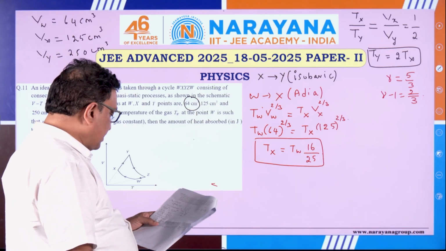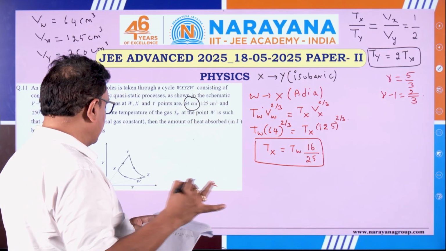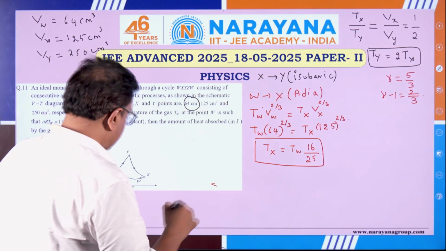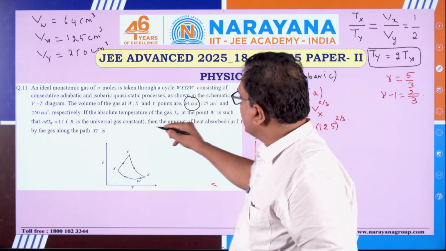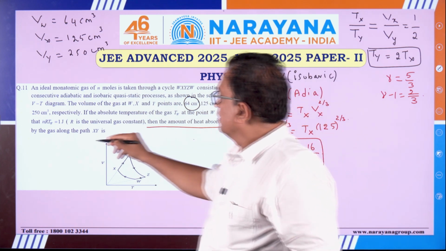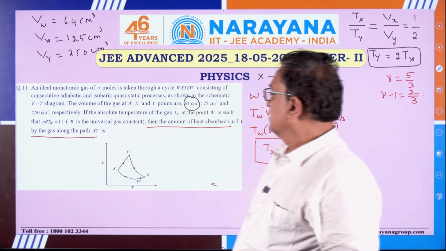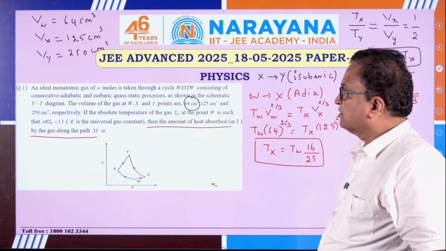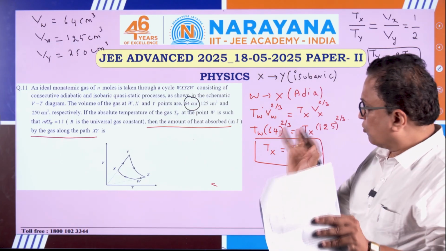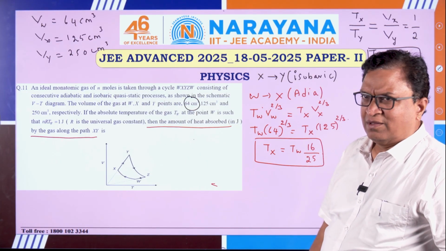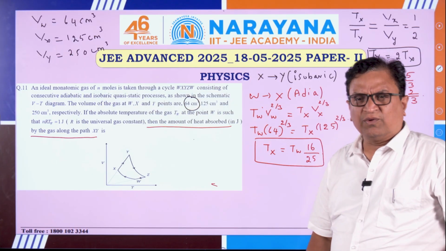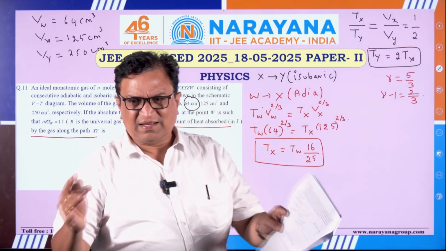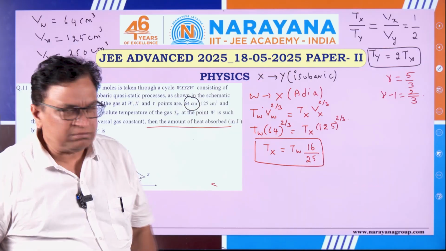Similarly, for X to Y data I have, everything I have, right? Now, by the way, what do you want in this question? What exactly do you want? The amount of heat absorbed by the gas along the path XY. Hold on. Remember, actually this is an easy question. Just some game with the data.